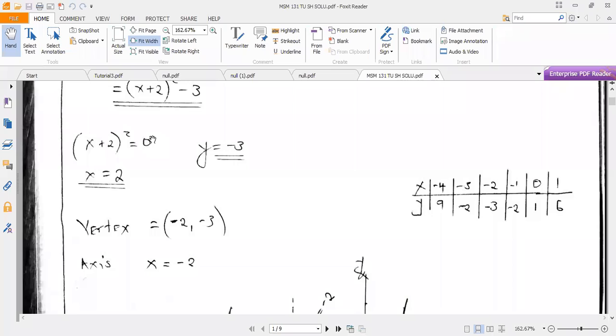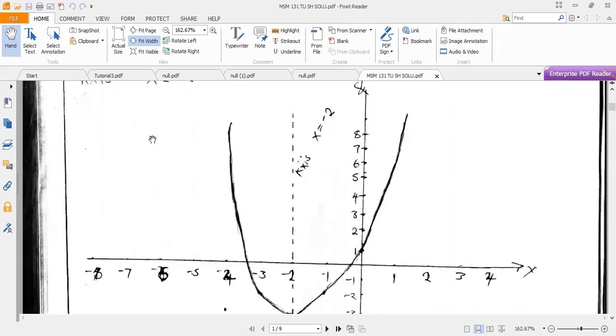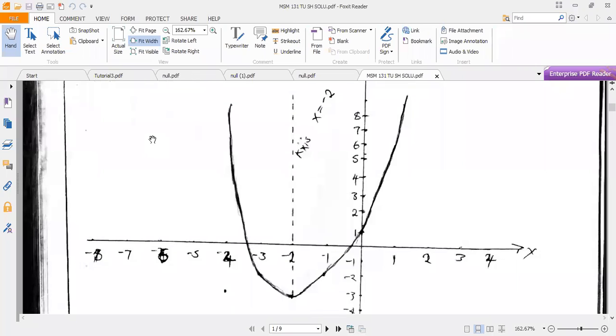If you plug in -3, you have -2. If you plug in -2, you have -3. If you plug in -1, you have -2. If you plug in 0, you have 1. If you plug in 1, you're going to have 6. Since now you have those figures, what do you do next?